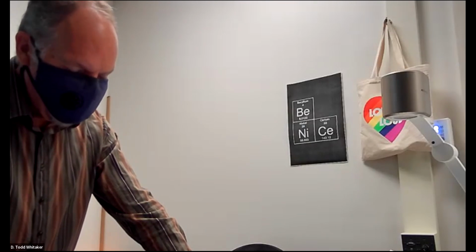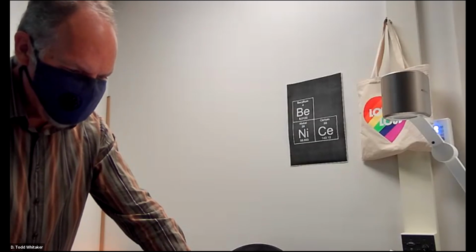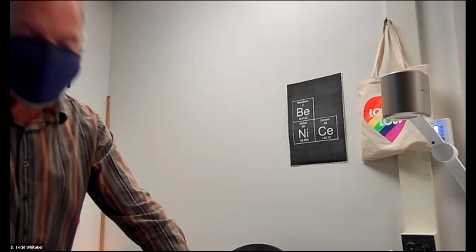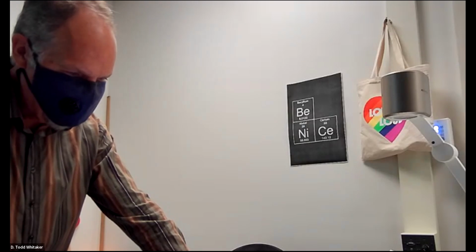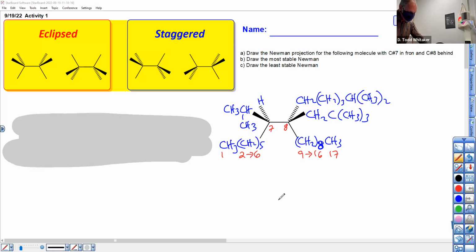Greetings, everybody. We are going to look at Fisher projections one more time. Not Fisher, Newman projections one more time, because last week we didn't have any eclipsed examples. And a student asked me, how can I quickly decide if it's going to be eclipsed or staggered? And I sent her this picture over the weekend.